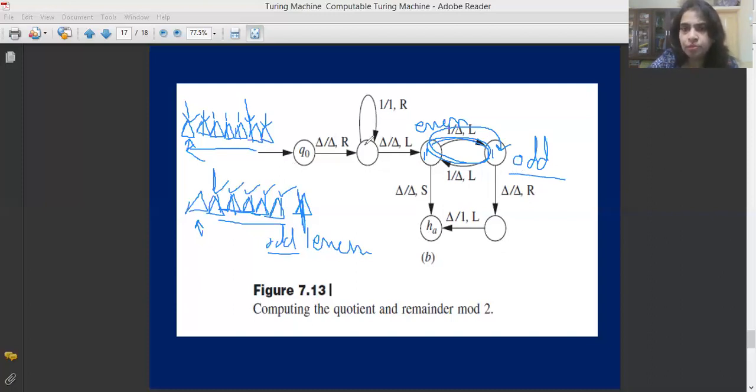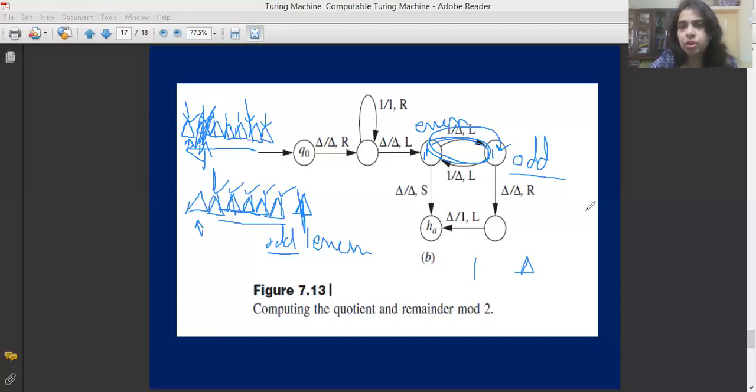But if it is odd, so we were here, our string was odd, what were we supposed to do? Keep this blank as it is and move towards right. So we are at this place, and this blank will be converted into 1. So we will write 1 here, and then we will halt. So remember, if you have an odd number, you end up writing 1 onto the tape, and if you have an even number, you only have blanks onto the tape, showing that the remainder is 0.